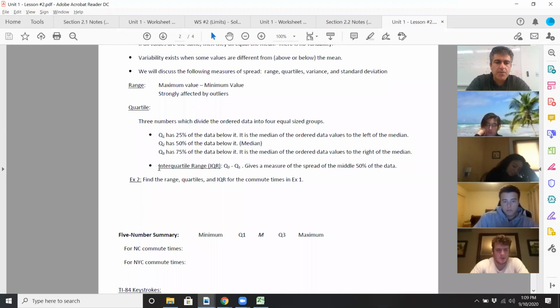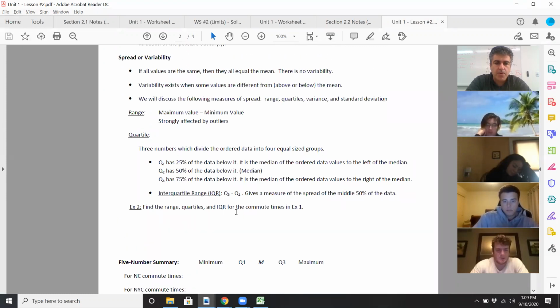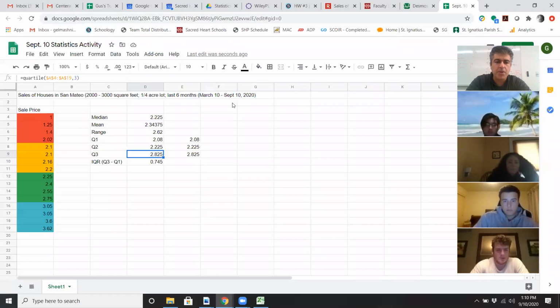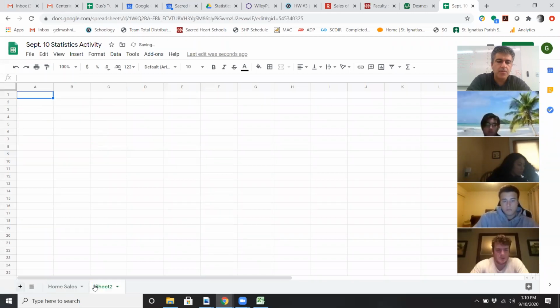So for example, it says find the range, quartiles, and interquartile range for commute times in example 1. I think this will be a great opportunity for you to go into breakout rooms and make sure you're comfortable doing this. I can copy and paste this. Let me see if I have any luck here. If I can, I'm going to do that for you and share a spreadsheet. I'm going to label this home sales. I'm going to create a new sheet. Don't need that one.